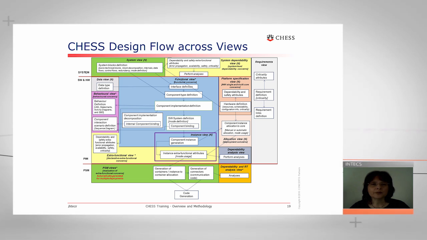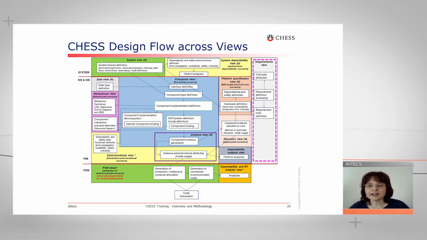I'll now describe the process activities of the design flow across the CHESS views. First of all, we have the requirements view. In the requirements view, requirements can be modeled, organized, and traced to design elements using different kinds of links that CHESS has imported from the SysML profile, such as the derive requirement, the refine, or the satisfy. Criticality levels can also be defined and associated to requirements.